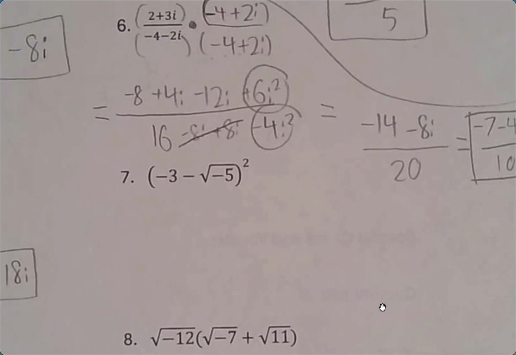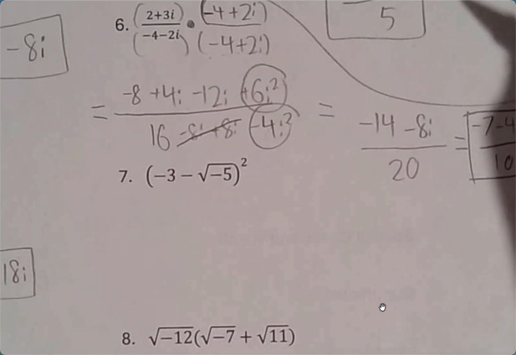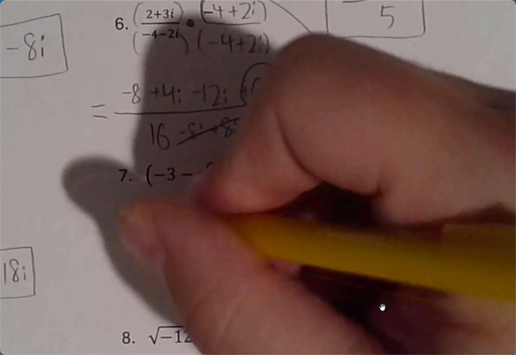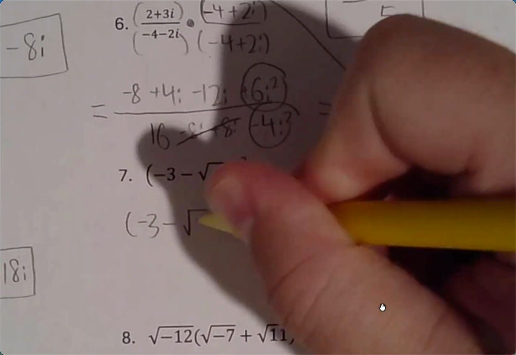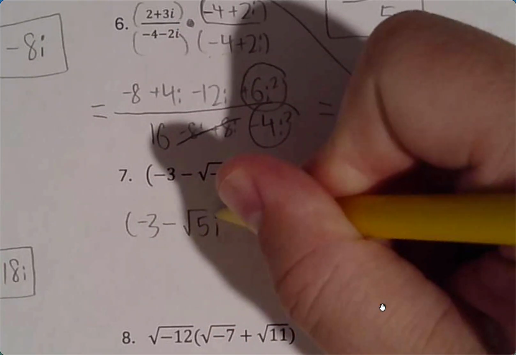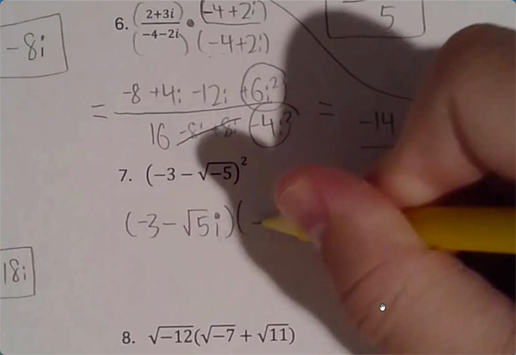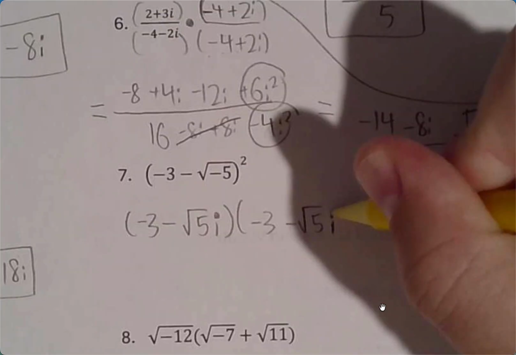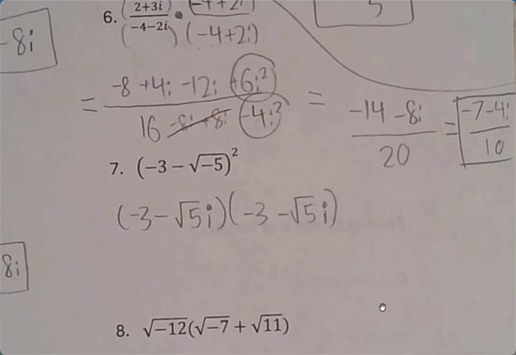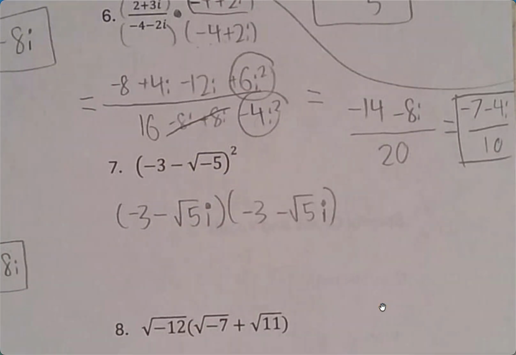Up next, here's a kind of funky problem, but let's work through it. First thing we've got to realize is that this is saying: what is negative 3 minus root 5i times itself. So what does it mean to square something? It means to multiply by itself.